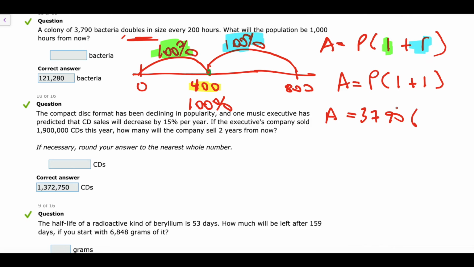Okay, and we got our 1 plus 1, which is 2. All right, so it doubles in size every 200 hours. What will the population be 1,000 hours from now? So what would we put for our power up here?